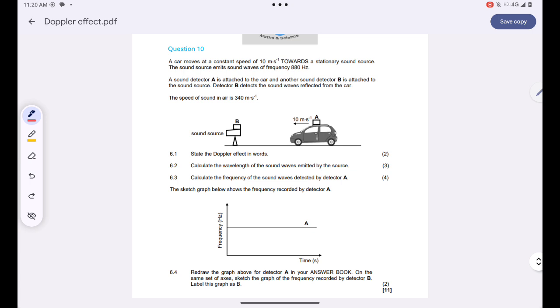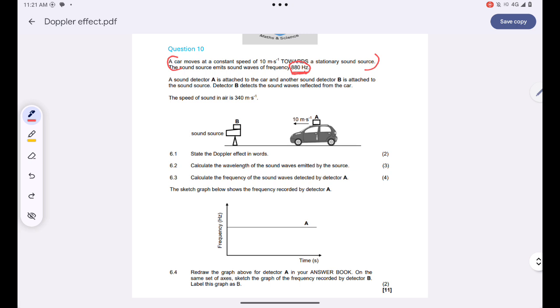What happens over here, guys? We'll simply consider first the relative motion between the car and the source. The source emits a frequency of 880 hertz, which simply means that the listener in the car will detect a frequency which is higher than 880 hertz. Why? Because the car is moving towards a stationary source.